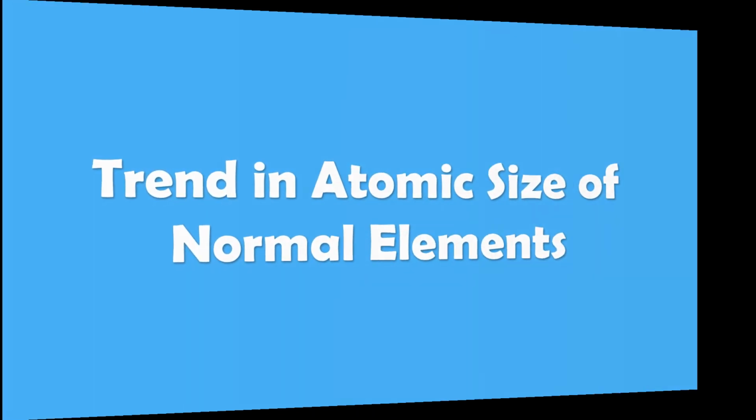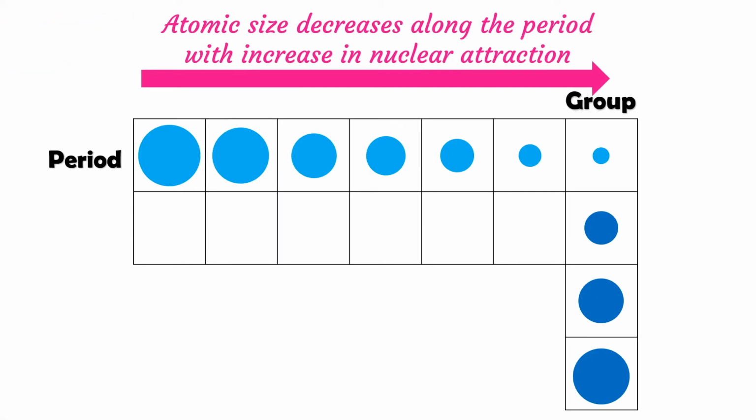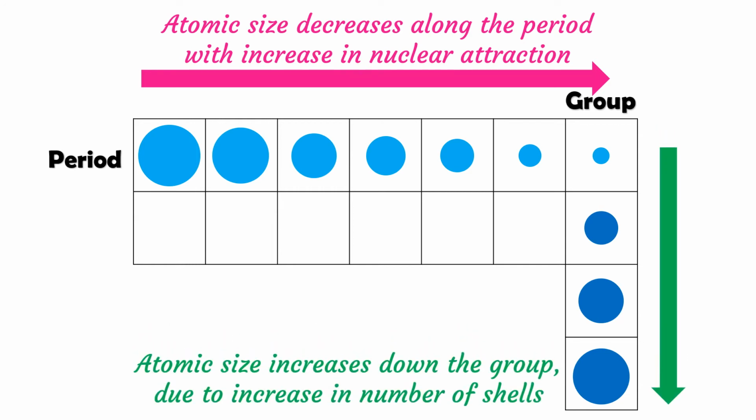Let's see again the trends in atomic size of normal elements. Atomic size decreases along the period with increase in nuclear attraction, and atomic size increases down the group due to increase in the number of shells. But the trend changes in d block elements or transition elements.